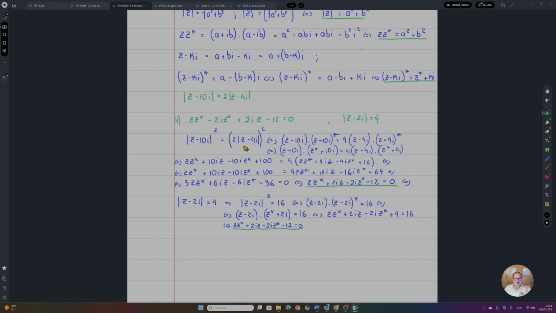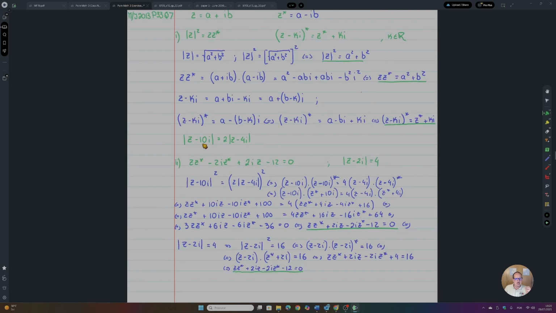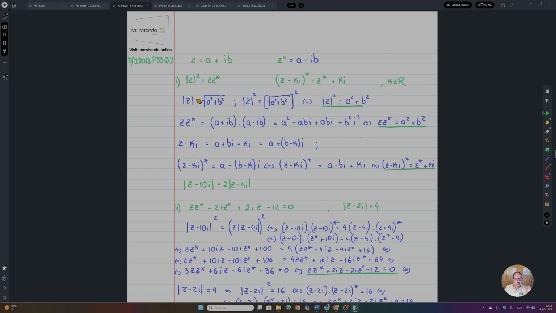I square this, I square that. But I just saw over here that the modulus of a complex number squared equals that number times its complex conjugate. So this is just going to be equal to the number, whatever z is, times its complex conjugate. I can do the same thing over here. I just have to square these two first, and then I have the same result over there. Okay?